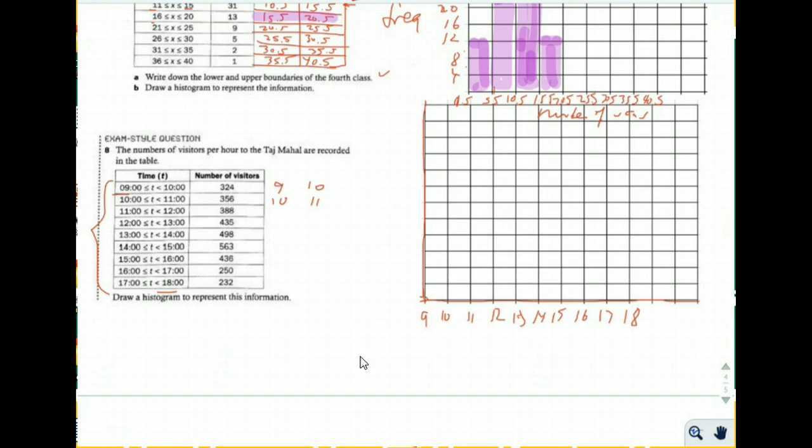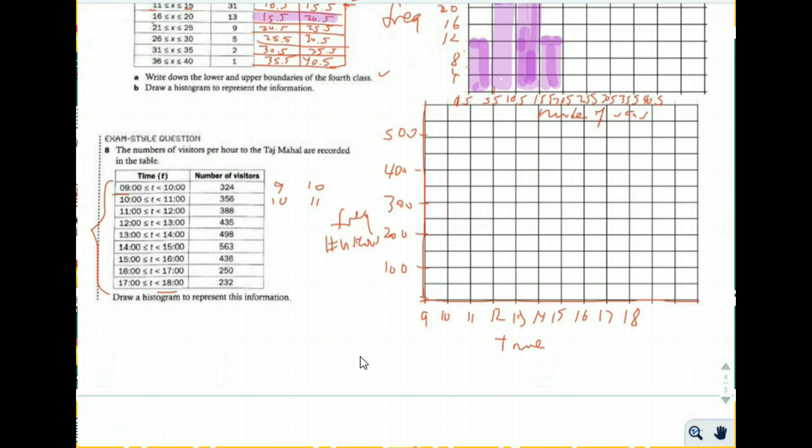Okay, number of visitors. Let's see, there's a few blocks here. Obviously, there's not 498 or 563 blocks. So we're going to have to count by hundreds. I think we're probably going to have to do 2 blocks per 100. So that would be 100, 200, 300, 400, 500. So this would be the frequency, or number of visitors, you could also write. And this one would be time.